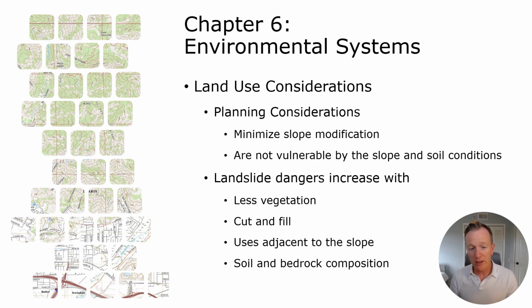You're going to increase landslide dangers when you remove vegetation. So even if you're going to have a single family development that's on or near a slope, you're going to want to try to put an ordinance in place that requires them to keep as much vegetation as possible. You're going to want to try to reduce cut and fill as much as possible. And then make sure those uses are as far from the slope as you can afford, and then you're going to want to make sure that you investigate soil and bedrock composition.